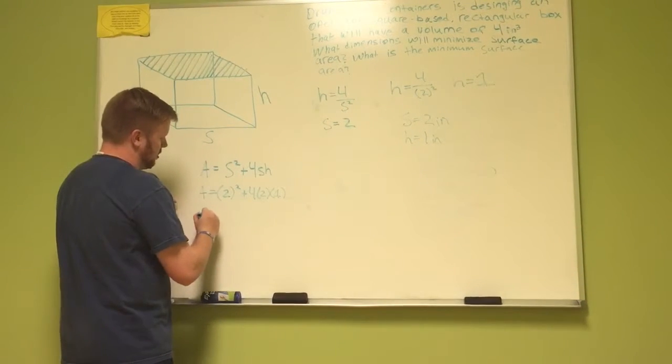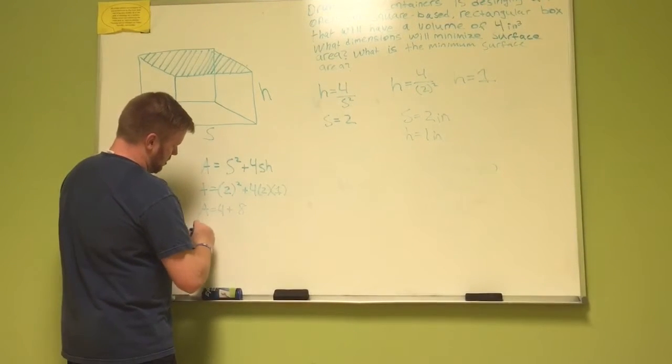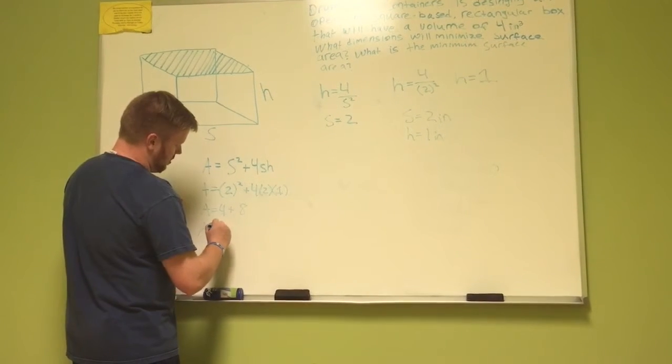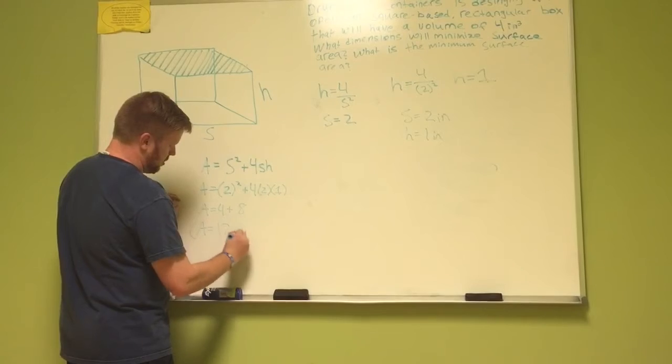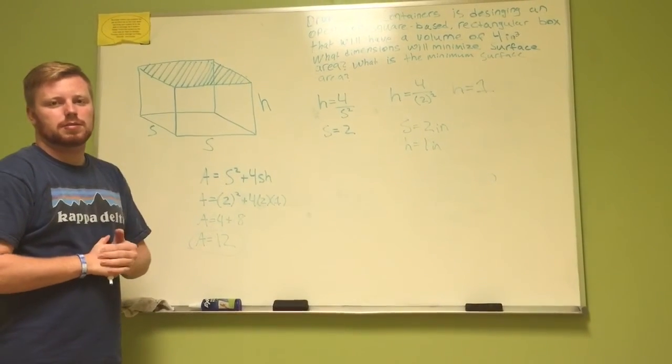Working this out, A equals 4 plus 8, and the minimum surface area would be 12. And that solved our problem.